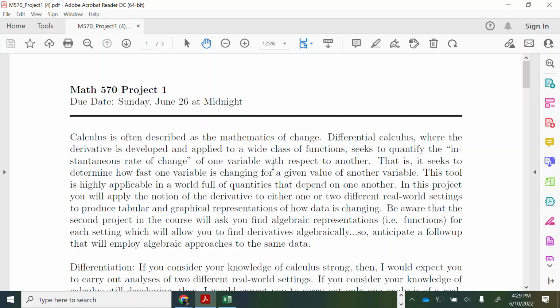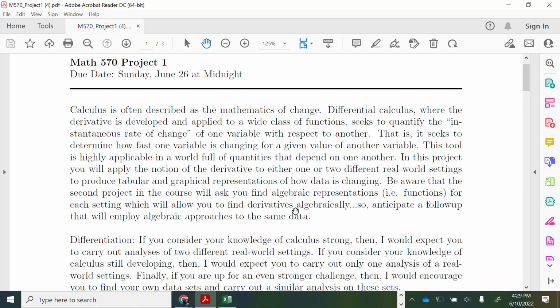So in this project, you will apply the notion of the derivative to either one or two different real-world settings to produce tabular and graphical representations of how data is changing. Be aware that the second project in the course will ask you to find algebraic representations, that is functions, for each setting, which will allow you to find derivatives algebraically. So anticipate that this is sort of two linked projects. There'll be a follow-up later that'll employ an algebraic approach to the same data.